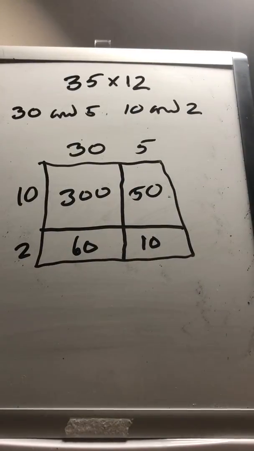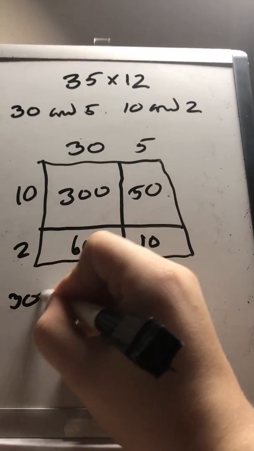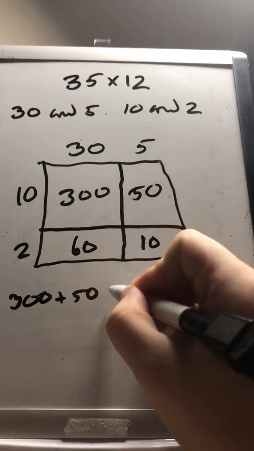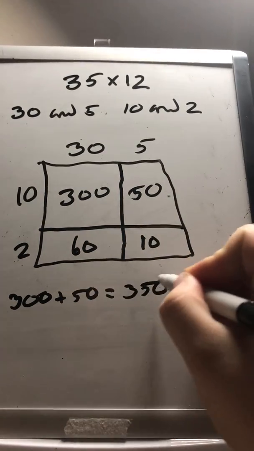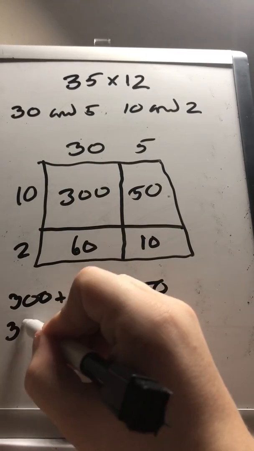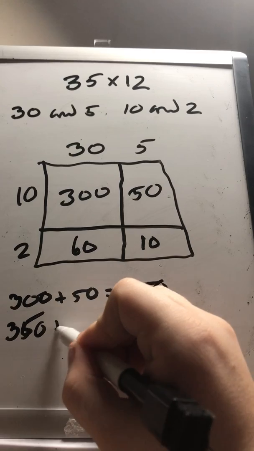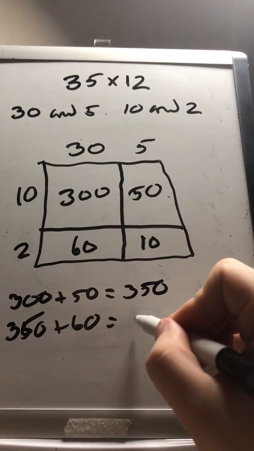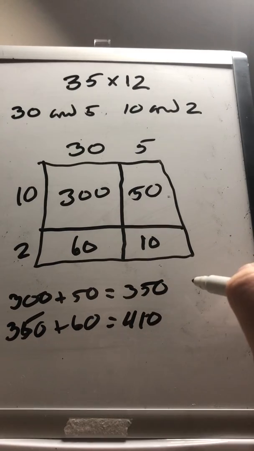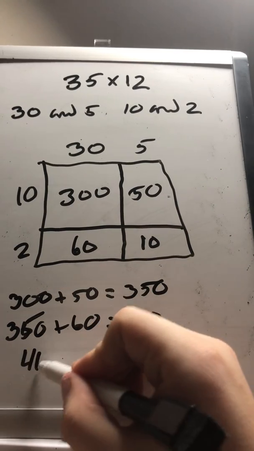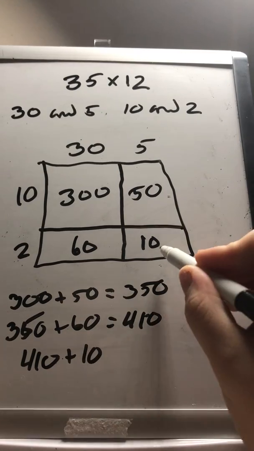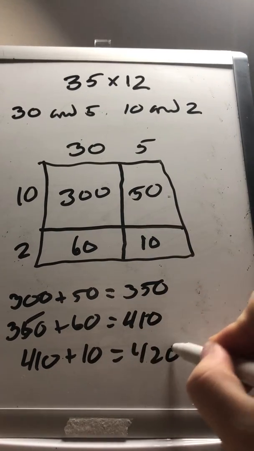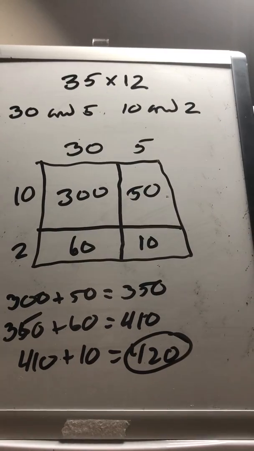Now that we've got all of our numbers multiplied, we need to add these numbers all back together in order to get our complete sum to our original problem. So you're going to do 300 plus 50 equals 350. And then you could do 350 plus 60 equals 410. And then you can take your 410 and add the last 10, and you get 420. And there you go. There's your answer.